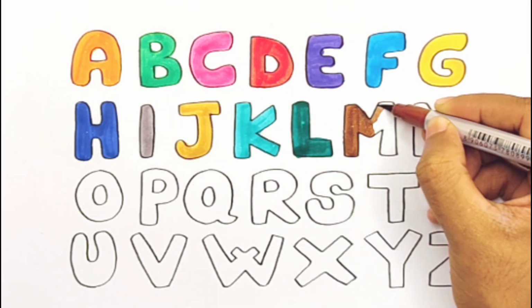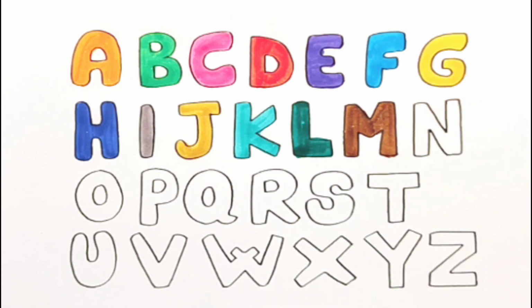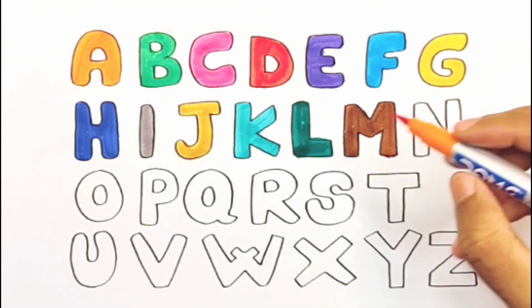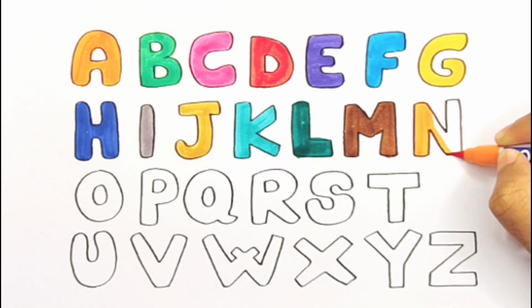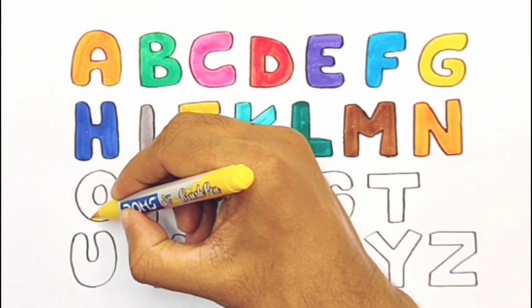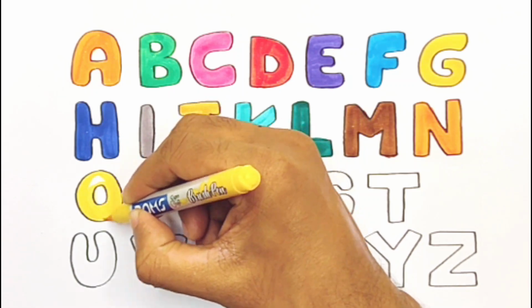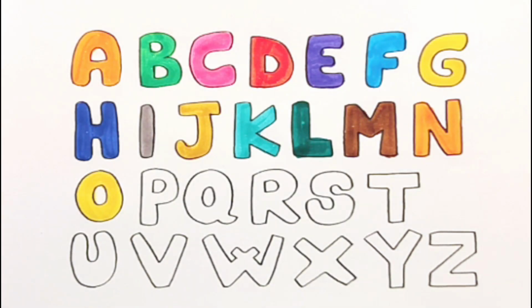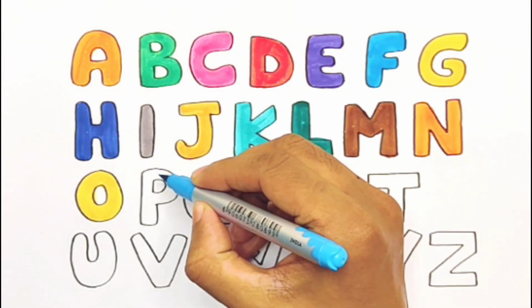M for mango, orange color. N for noodles, yellow color. O for onion, sky blue color.